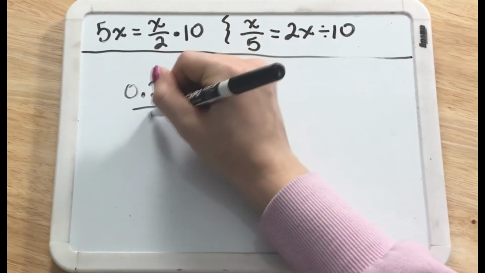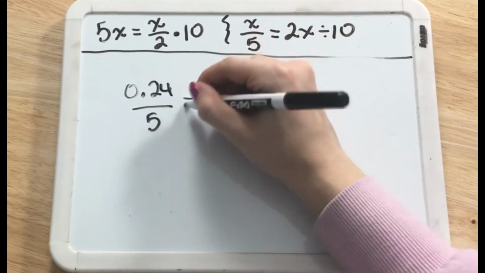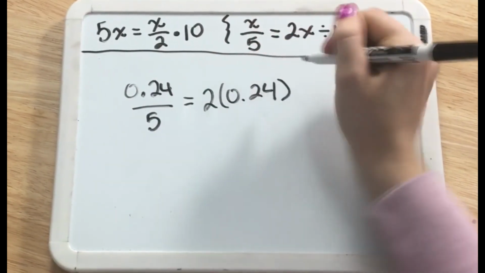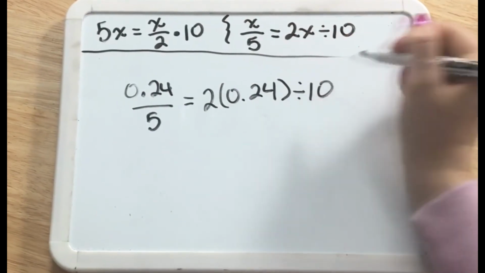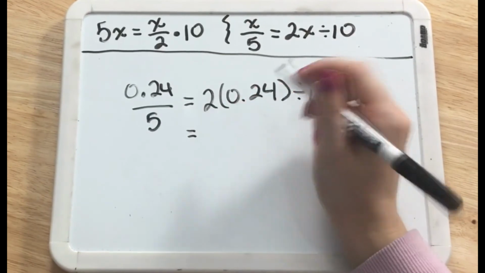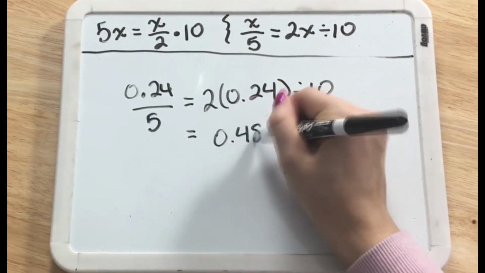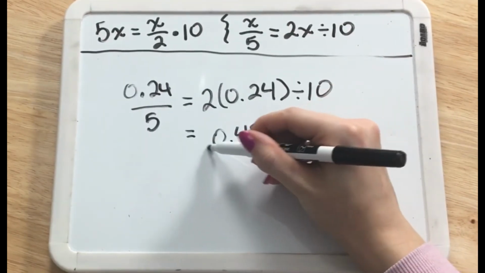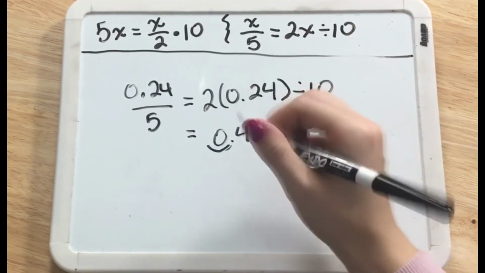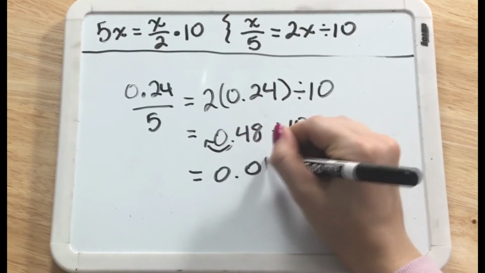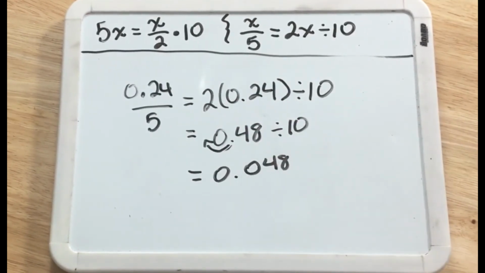Let's do 0.24 divided by 5. So that would be 2 times 0.24 divided by 10. Okay, so this one equals 0.48 divided by 10. Dividing by 10 moves that decimal place 1 to the left. So now we end up with 0.048. That is our answer. Okay, we're back here now.